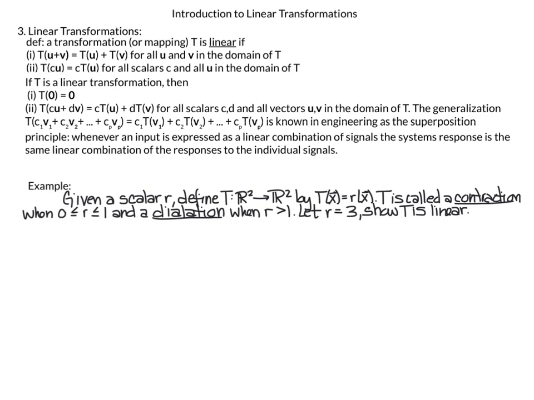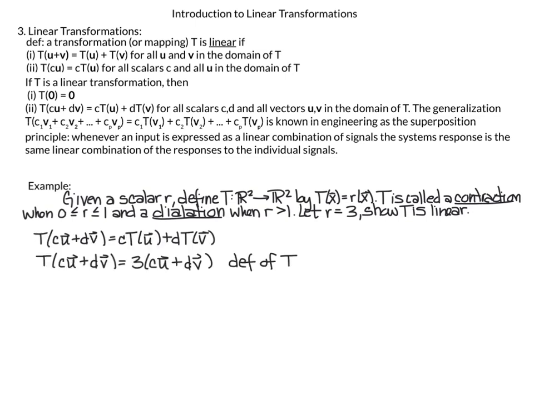For our example about linear transformations, we have, given a scalar r, define the transformation from R2 to R2 by T of x is equal to r times x. T is called a contraction when r is between 0 and 1, and a dilation when r is greater than 1. Let r equal 3, show that T is linear. And what we are going to use is this property here. And this is written as a one-way statement, but this one goes the other way as well. So if we can prove this property 2, then we have shown that T is linear.